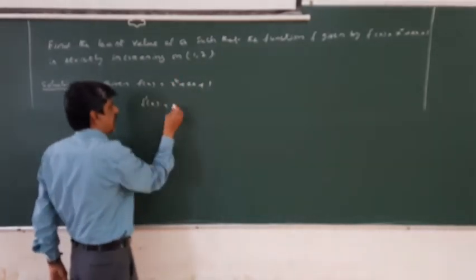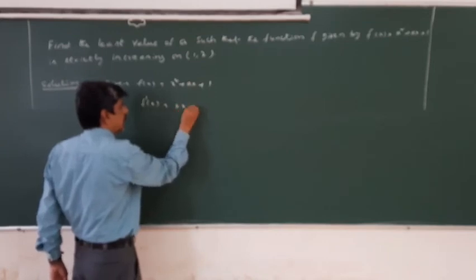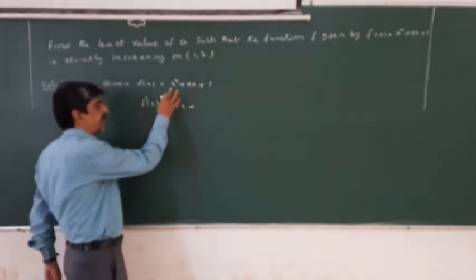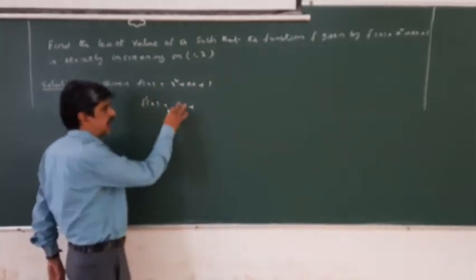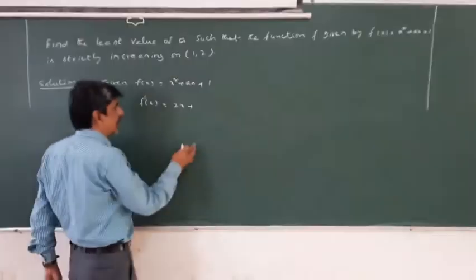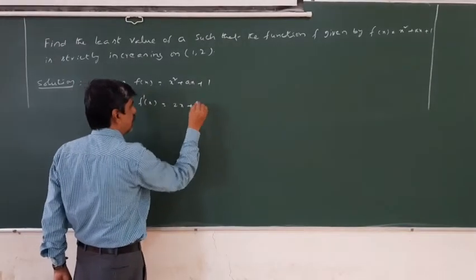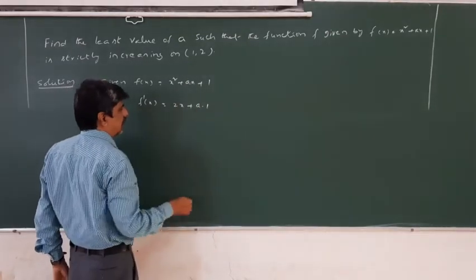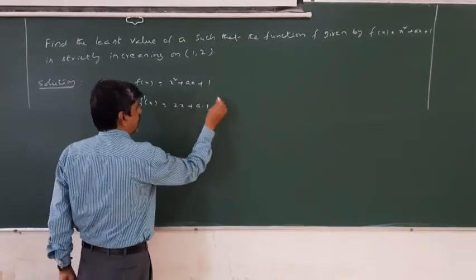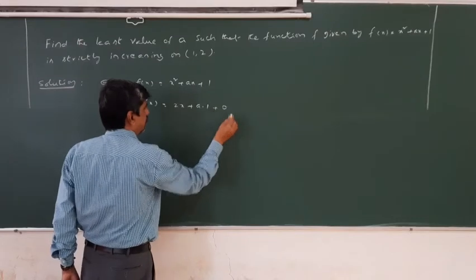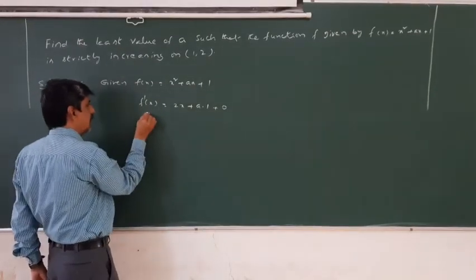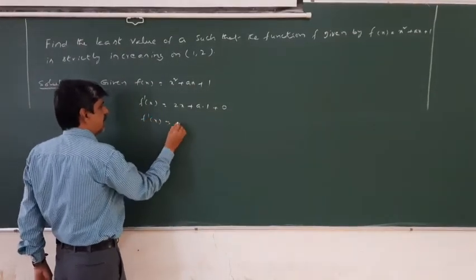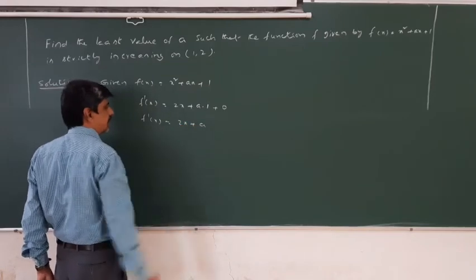So d by dx of x square is 2x. In the place of x, x only is there. Then d by dx of x is 1. Plus a is a constant coefficient, keep it the same, d by dx of x is 1. Plus d by dx of a constant, the derivative is 0. So f dash x is equal to 2x plus a.